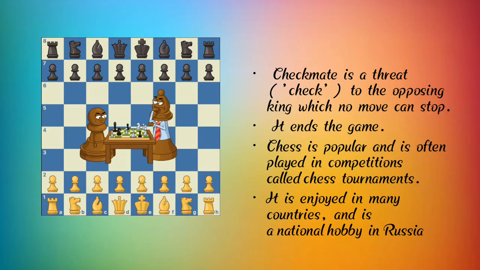Here we can see a square board and two players. Checkmate is a threat to the opposing king which no move can stop. It ends the game. Chess is popular and often played in competitions called chess tournaments. It is enjoyed in many countries, and it is a national hobby in Russia.